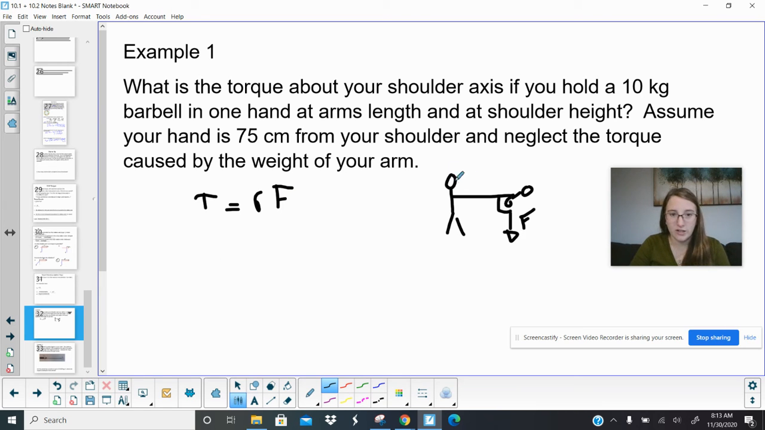Now you have to keep in mind here, your hand is 75 centimeters from your shoulders. So how many meters is that? 0.75. So this is the R, 0.75 meters.